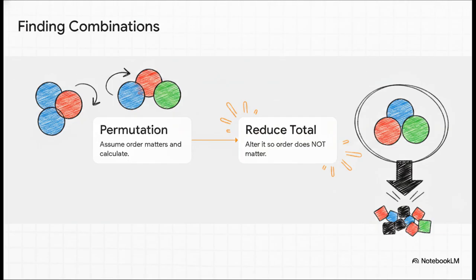Step 1, assume order matters and calculate the permutation. Then, step 2, we alter it mathematically so order doesn't matter anymore. We do this by reducing our total number by all the redundant duplicate layouts. So basically, combinations are just permutations that we've mathematically shrunk to get rid of duplicates.